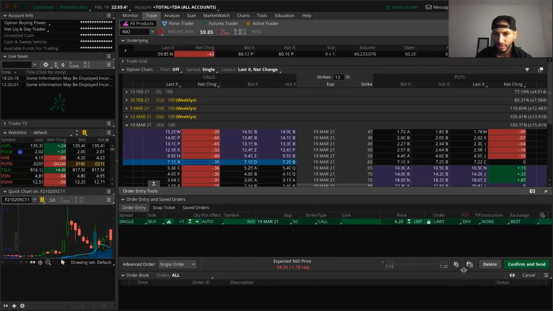So at the very bottom here, you can actually do this. I've never really done it here where you just play with the option contract. This is the midpoint between the bid and the ask, so you could kind of ignore that. But at the very bottom here, you're going to hit confirm and send. And that's basically how you place your order and send.